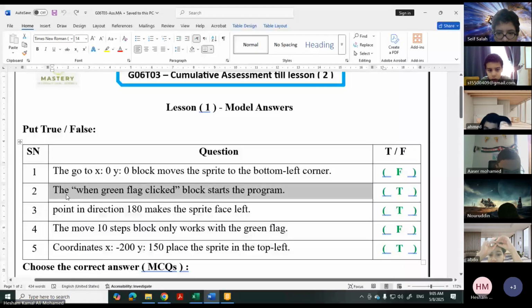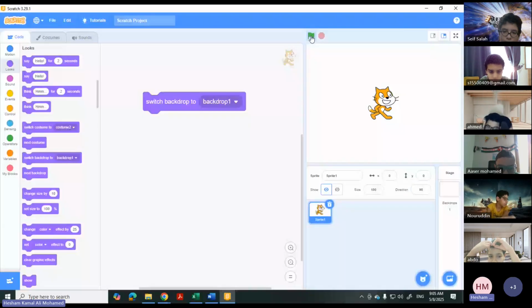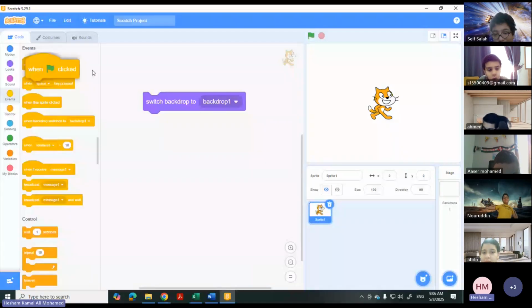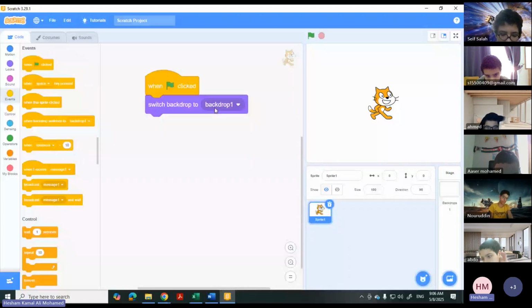The when green flag clicked block starts the program. True. The answer is true. Why? Because if we go here, we need to start the program. We will click on the green flag. The event is when green flag clicked. But since we don't have any backdrops, it will do nothing. But to start the project, we always go to when green flag clicked.